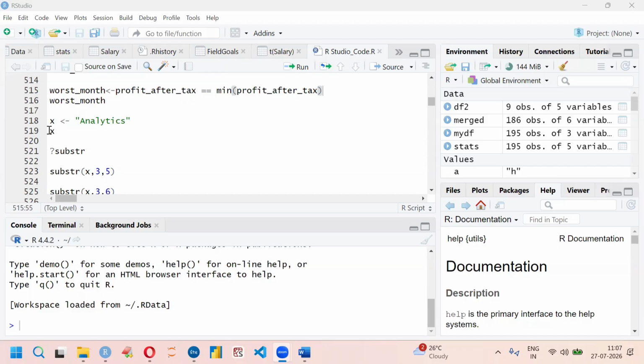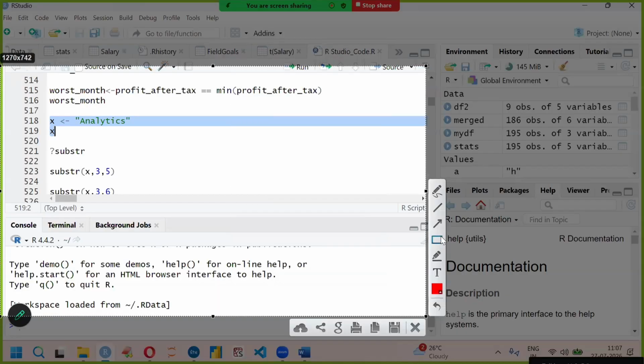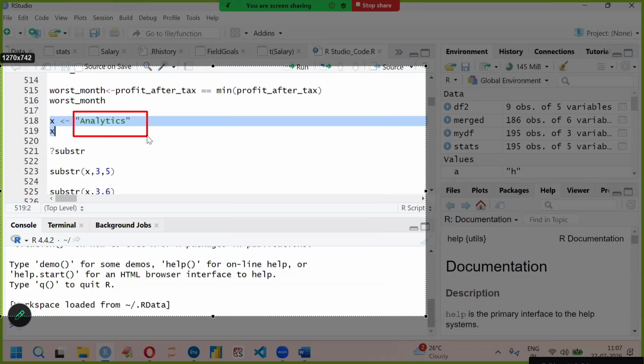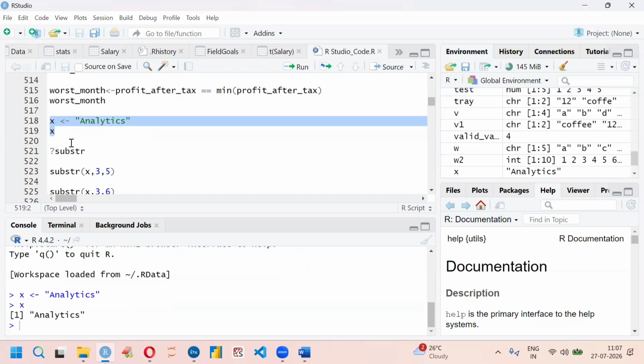Here we have x equal to "analytics". If you see, this analytics is within double quotations. So what is the meaning? x is a character. Let me run that, run the x. Correct, so it's a character.